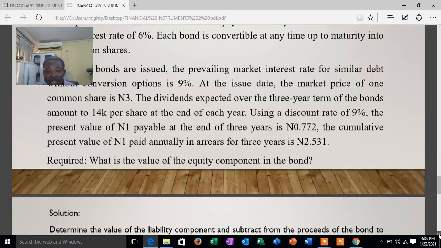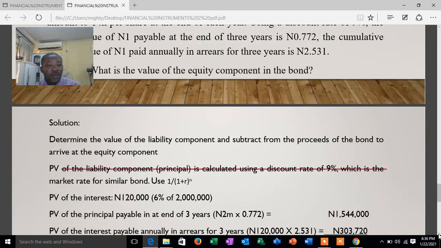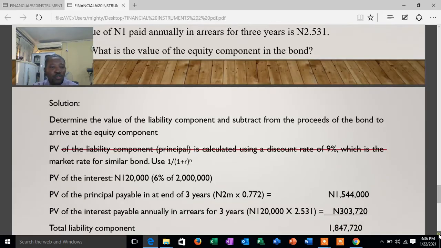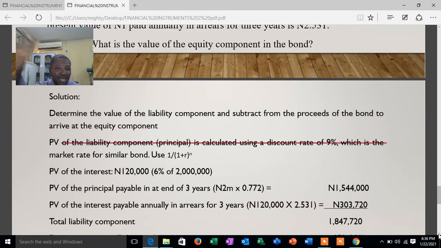So looking at the solution now, number one, determine the value of the liability component and subtract it from the proceeds of the bond to arrive at the equity. That's what we have in that format above there. Then after that, you determine the present value of the liability component, which is the principal, and this is calculated using a discount rate of 9%, which is the market rate for similar bonds.